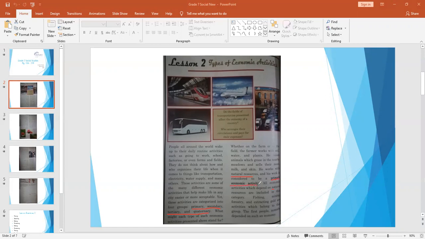So primary economic activities, we can say that something is a primary economic activity when it involves a natural resource such as farming. But we need to deeper understand this concept. It says here, all economic activities which depend, underline this, all economic activities which depend on natural resources are included in this category. This category of primary resources.